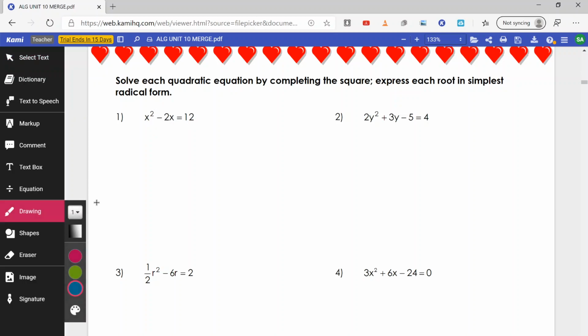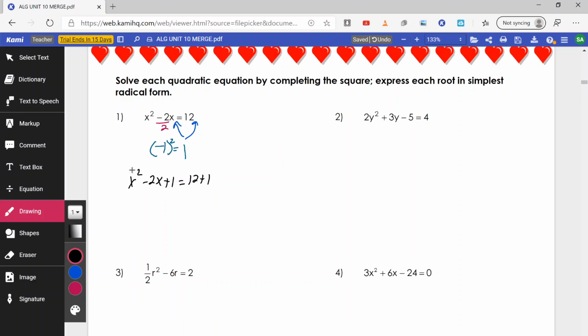So we're going to take this middle term, -2, and we divide by 2. We'll get -1. And I have to square it. -1 squared gives me 1. Now what I'm going to do with this 1 is add it to both sides of the equal sign. So my new equation is now x squared minus 2x plus 1 is 12 plus 1.